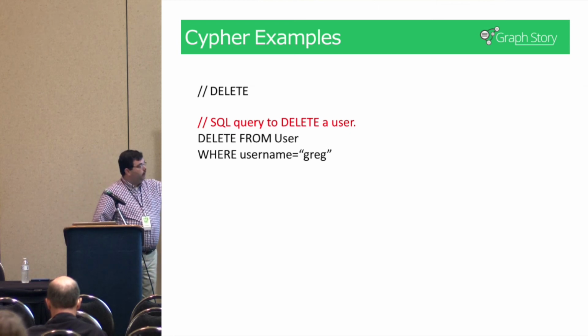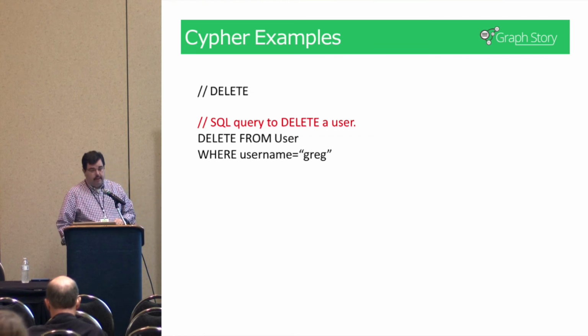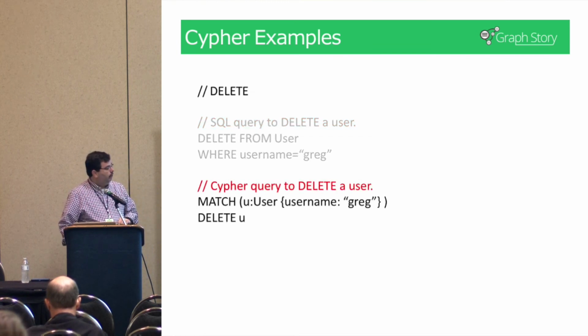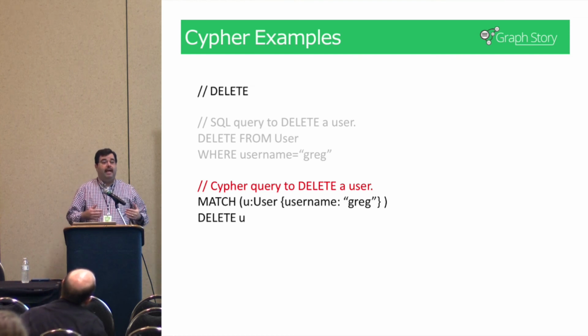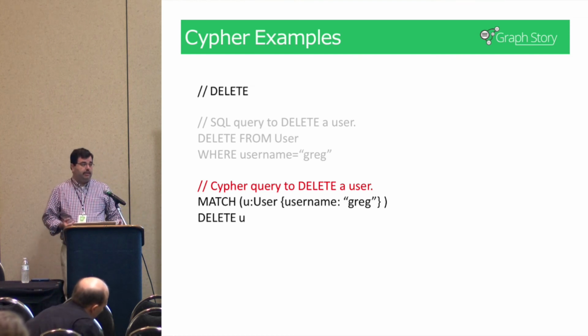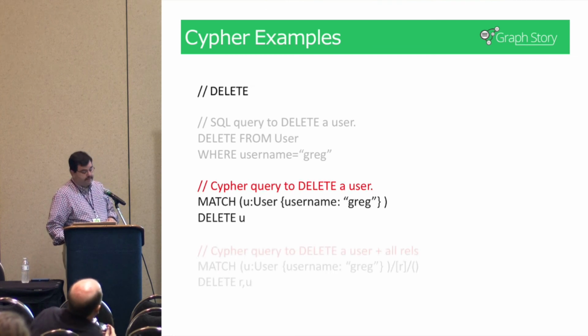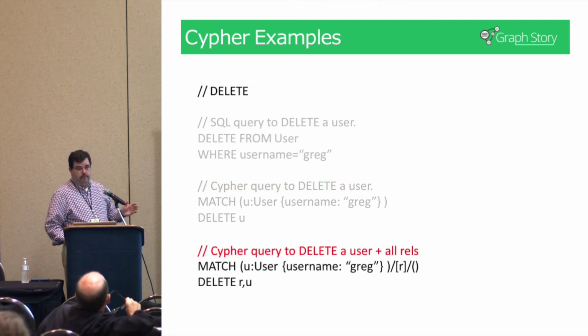And delete works pretty similar as well, where you're going to do a match on whatever you're deleting. You can also get a little bit more fine-grained where you want to be able to delete the relationships. And one thing to note here is if a node does have relationships and you try to delete it, like in this example here, it won't work because it wants to maintain the integrity. You have to delete the relationships as well.